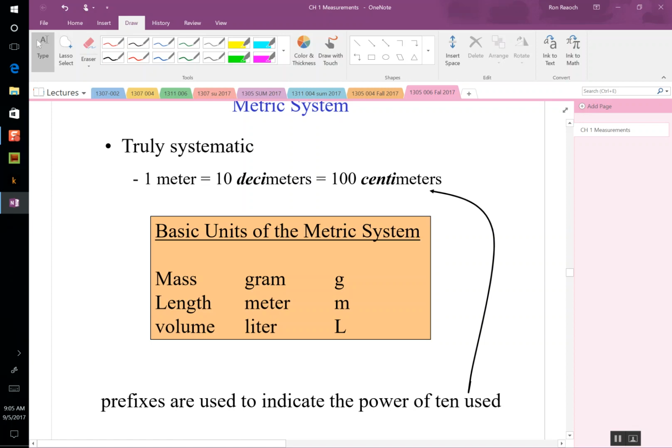Volume is liter. And then the beauty of the metric system: the English system is random. There's 12 inches in a foot. There's 5,280 feet in a mile. If you wanted to write a book on the history of where those numbers are coming from, go ahead. Someone just came up with them. 4 quarts in a gallon, 16 ounces in a pound, all different kinds of numbers. But the metric system, the beauty of it is it's a base 10 system.